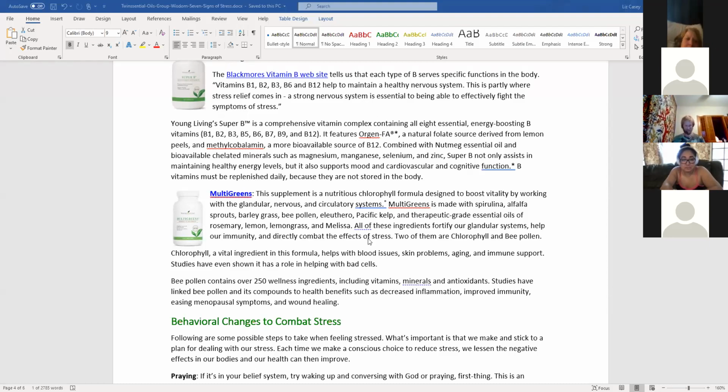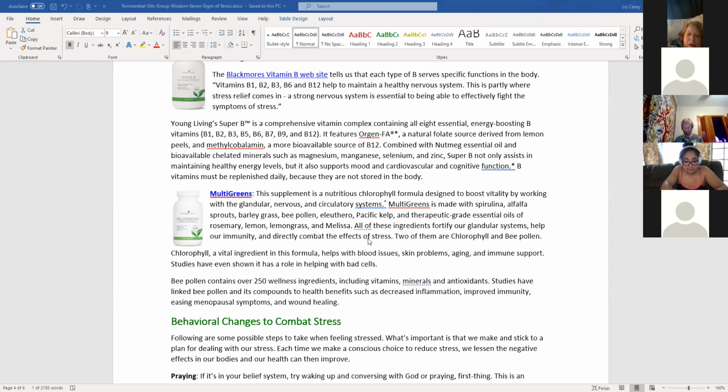It's great because it definitely targets your glands and your nervous system and your circulatory system, so it makes sense. You literally feel like an energizer bunny. This also contains spirulina, alfalfa sprouts, barley grass, bee pollen. Oh my God, bee pollen is so good for us, you guys. I put a little blip in here about bee pollen because when I started researching it, I was like, I'm going to buy some more bee pollen. It's so good for us.